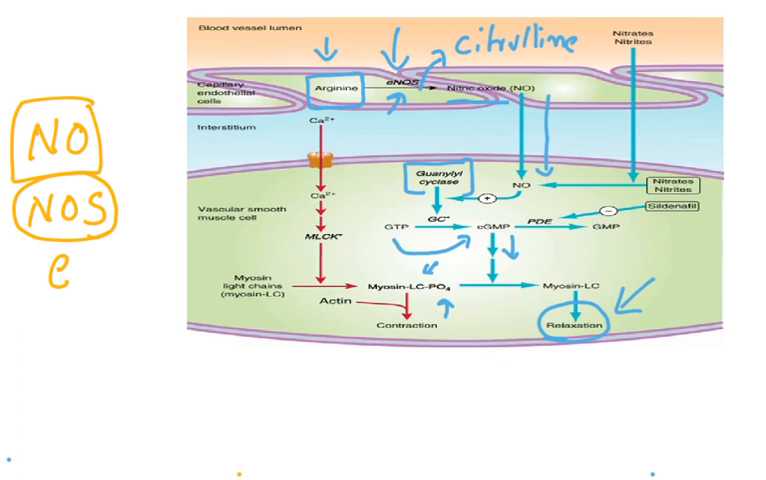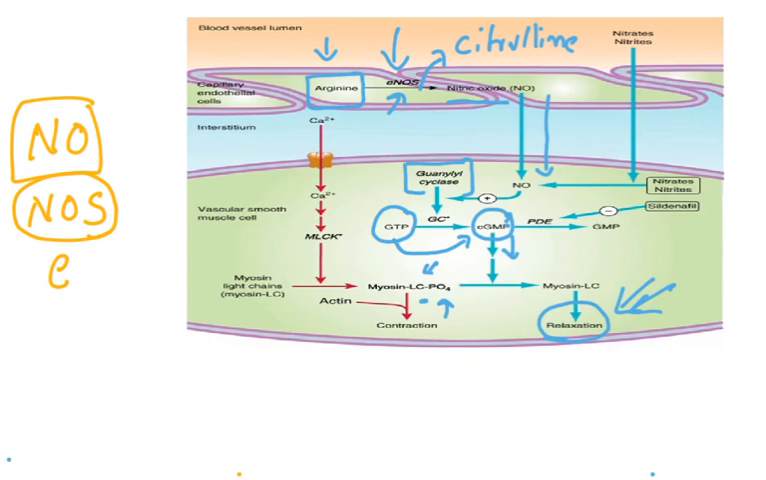Nitric oxide activates guanyl cyclase. The job of guanyl cyclase is to convert GTP to cyclic GMP. Cyclic GMP inactivates myosin light chain. If myosin light chain is inactivated, it causes relaxation. So, this is the mechanism of action of all nitrovasodilators.